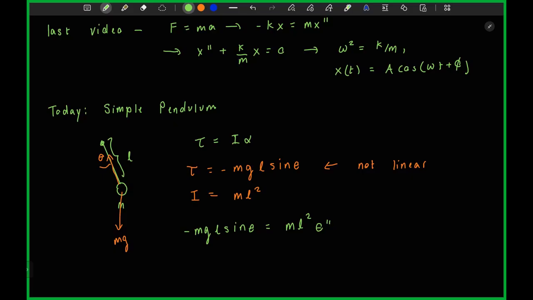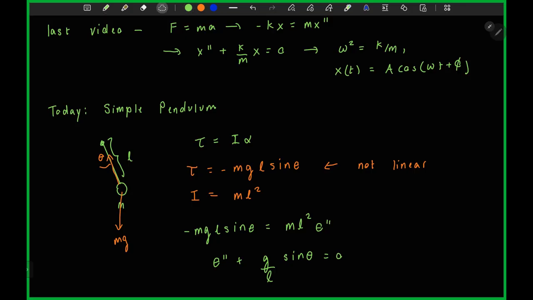Now at this point, I'd like to pattern match to the equation we had gotten in the case of the spring block system. So I'm going to go through the same process, rewriting this as mL squared theta double prime plus mgL sine theta equals 0. Of course, we can cancel out one factor of m. We can cancel out a factor of L. And lastly, we can divide by L, which leaves us with theta double prime plus g over L sine theta equals 0.